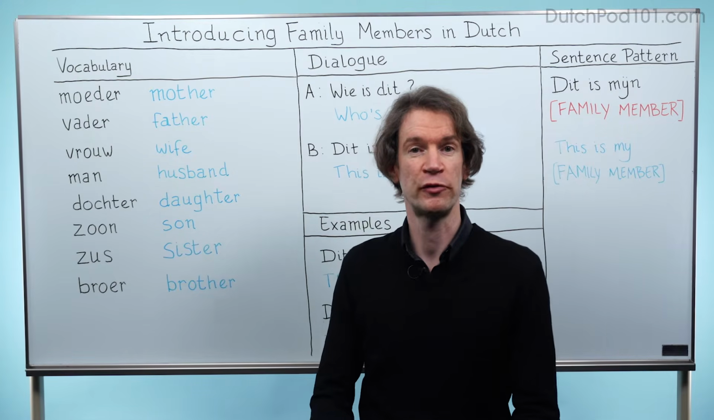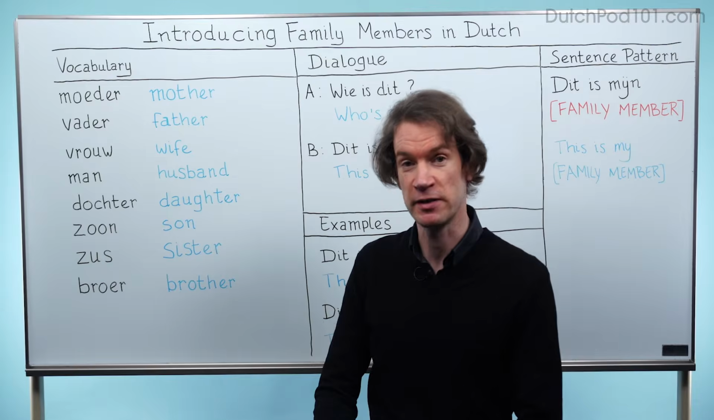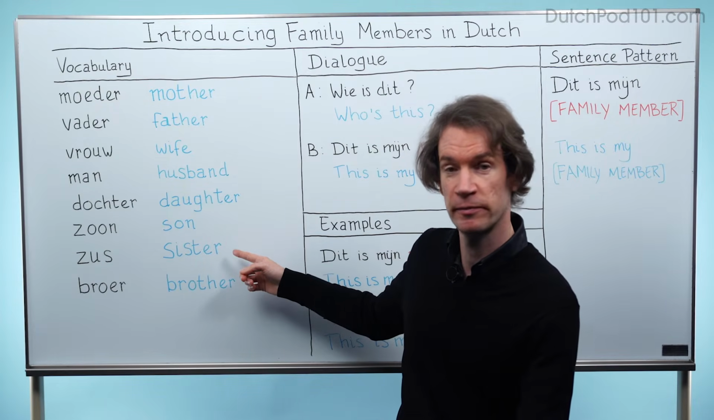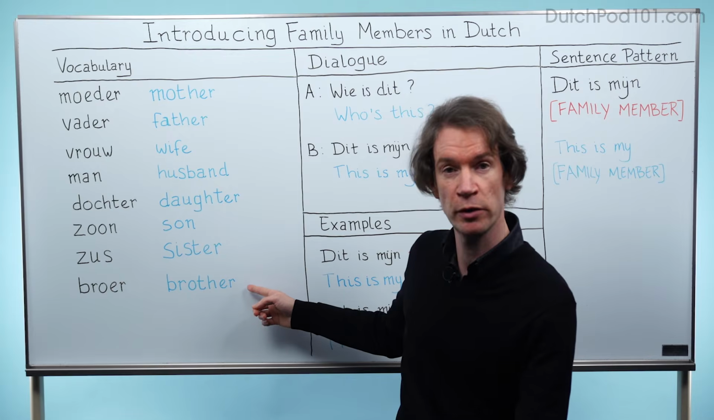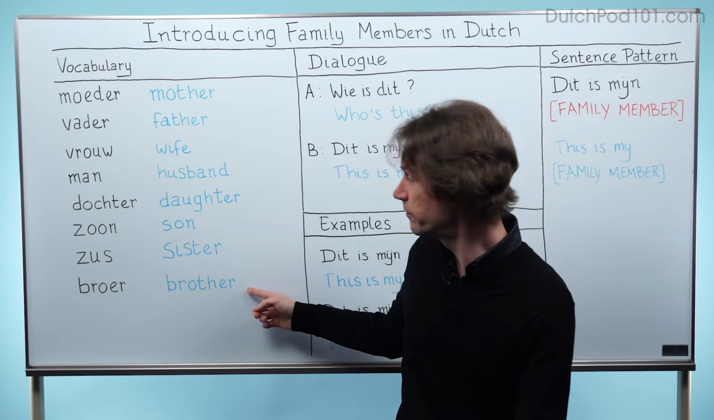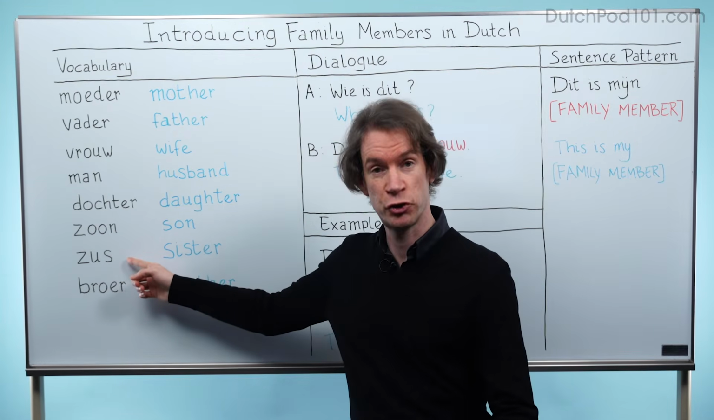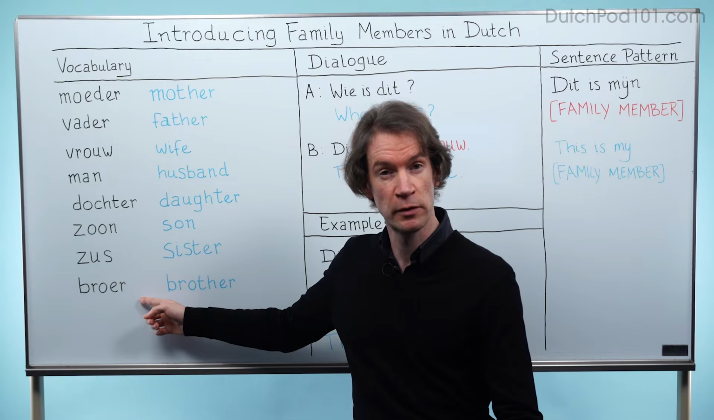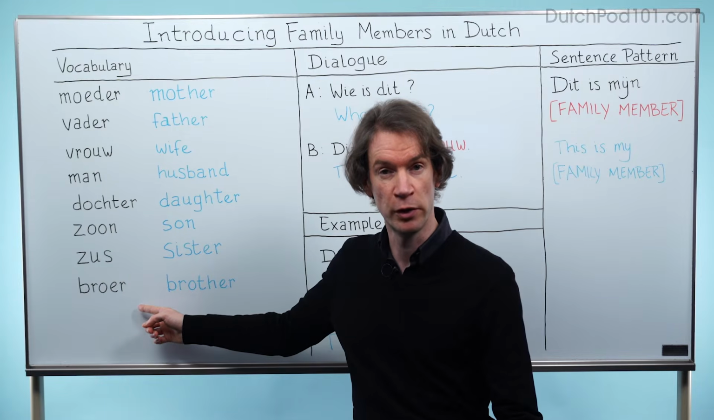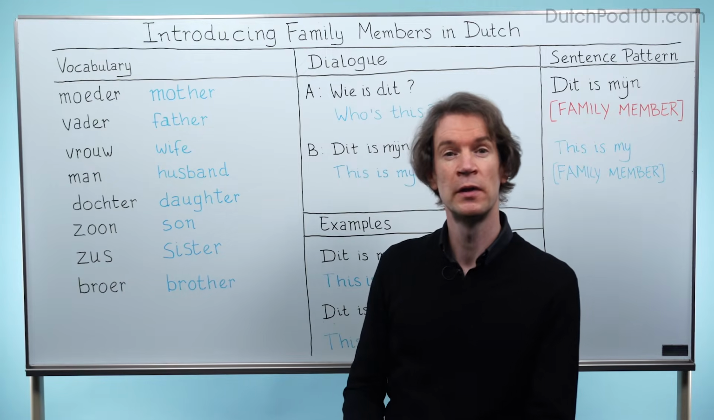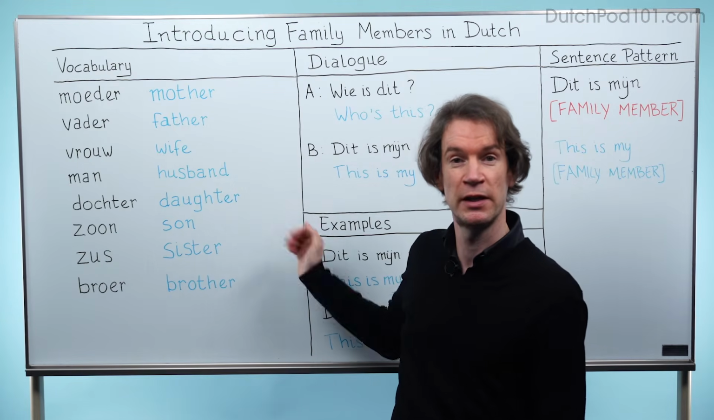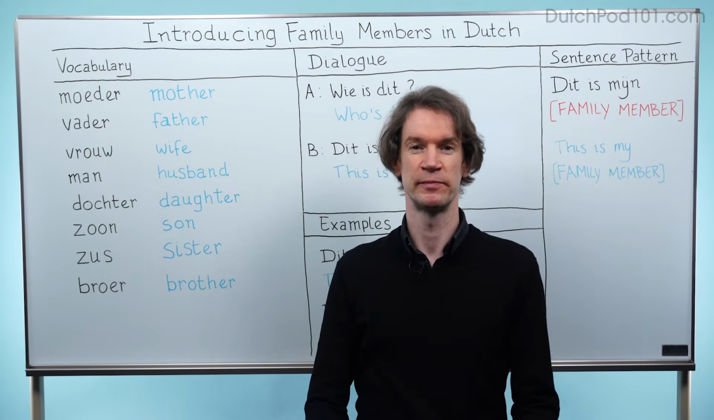Daughter and son are, of course, also each other's siblings. Zus or sister. Broer or brother. Zus. Broer. You can now place yourself at any point within this family structure and refer to the other members.